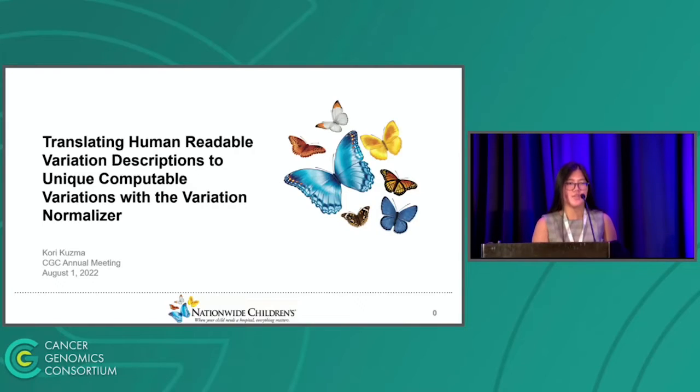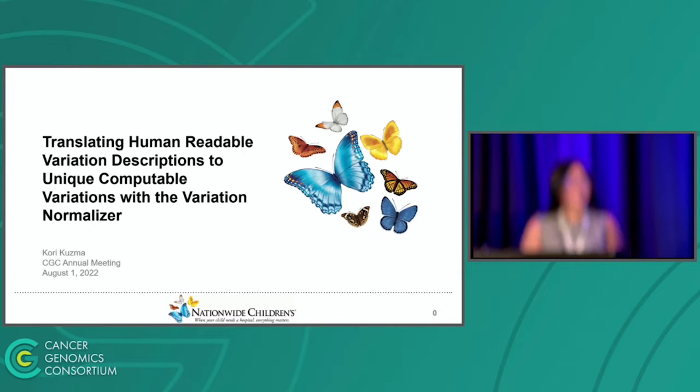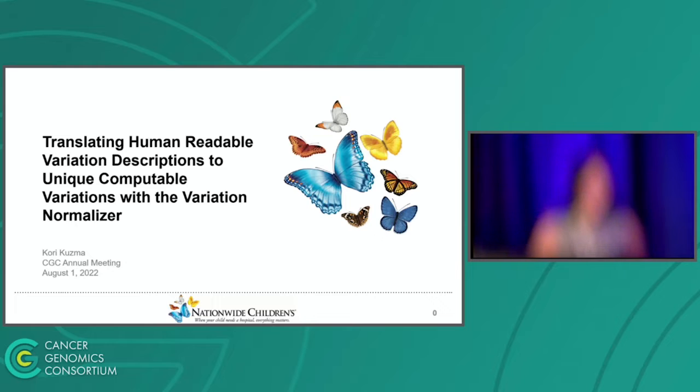So my name is Kori Kuzma. I'm a software developer at Nationwide Children's Hospital in Dr. Alex Wagner's lab. And yeah, I'll be talking about how we can translate human readable variation descriptions to unique computable variations with the Variation Normalizer.